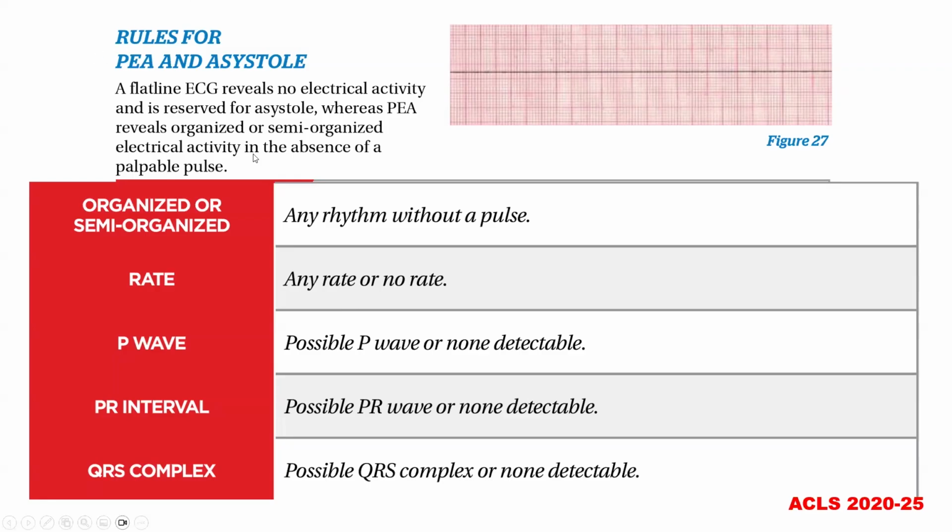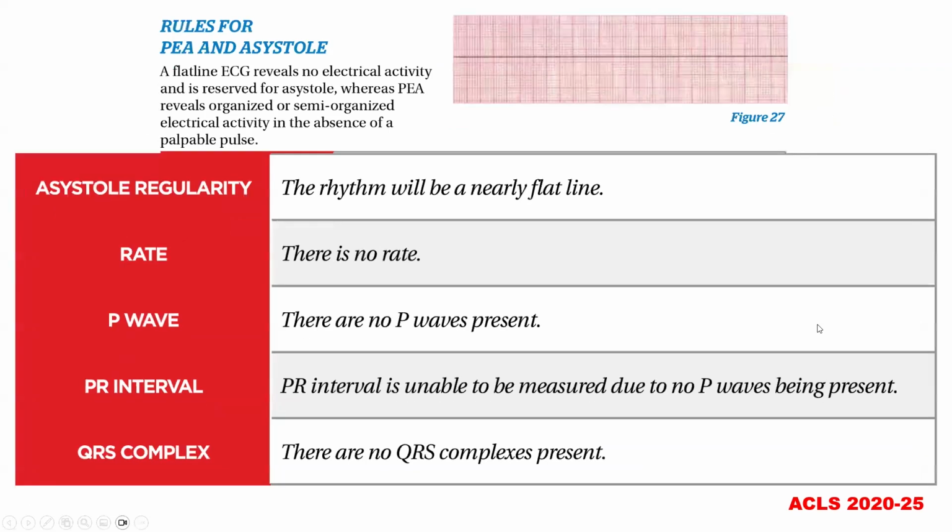Anyway, any organized rhythm without a pulse is called pulseless electrical activity. Any rate or no rate, possible P waves, possible PR intervals, or non-detectable, possible QRS complex, or non-detectable.